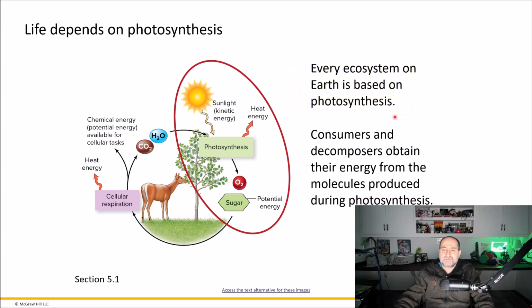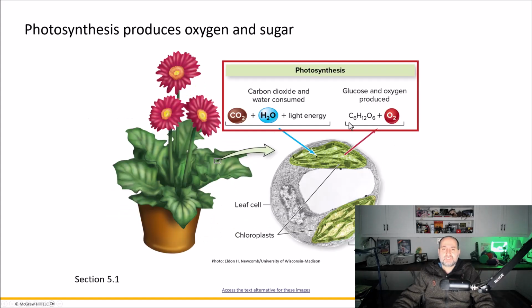It's at the bottom of the food chain. Definitely know that fact. Next, you should definitely know the reactants and the products of photosynthesis. Remember, reactants mean what is required and products means what is produced, right? So you should know that the reactants of photosynthesis include CO2, water, and sunlight, and the products are glucose, C6H12O6, and oxygen.